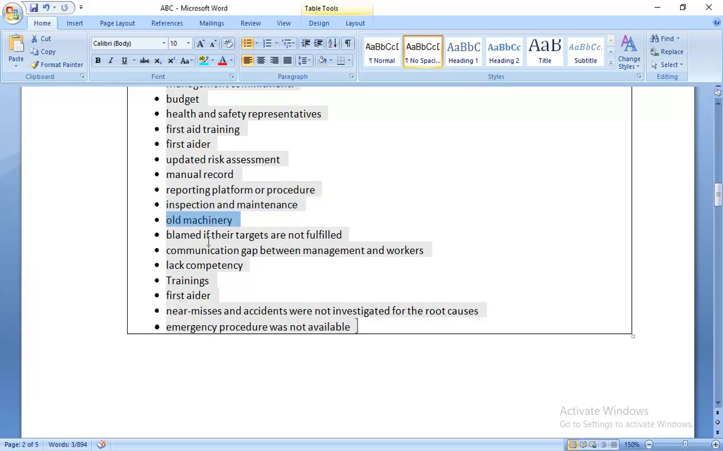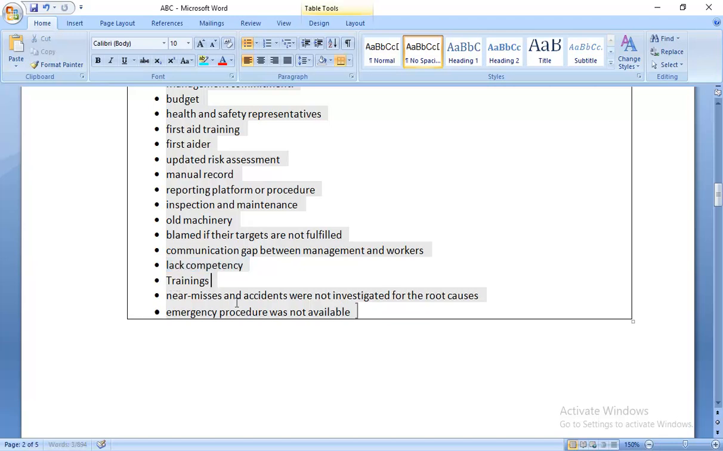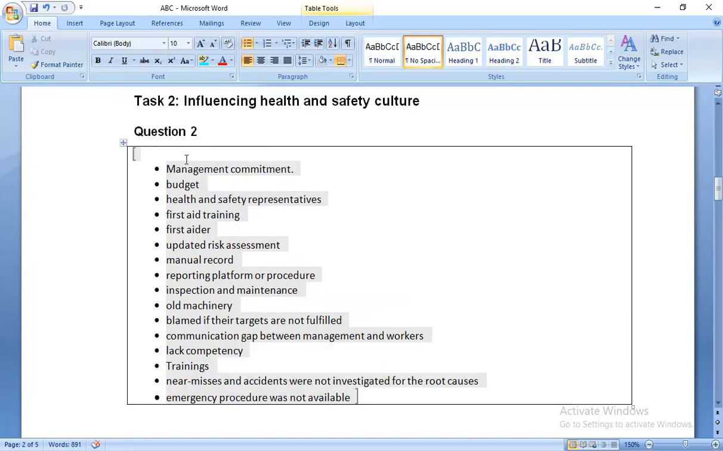Workers are blamed if they didn't fulfill their targets. There is a communication gap between management and workers. There is a lack of competency. There are no arrangements for training. Near misses and accidents were not investigated for the root cause. Emergency procedure was not available. So these are just the key points that we get in detail from the scenario.